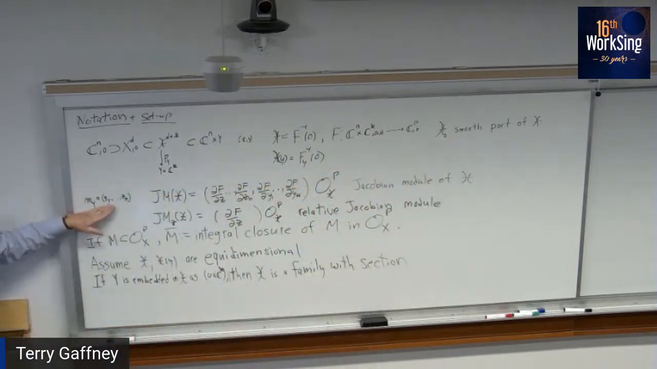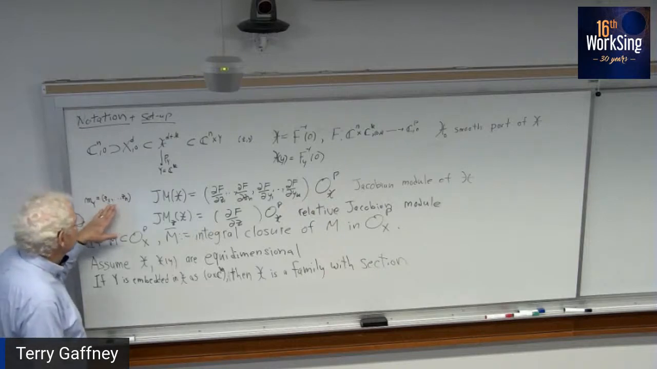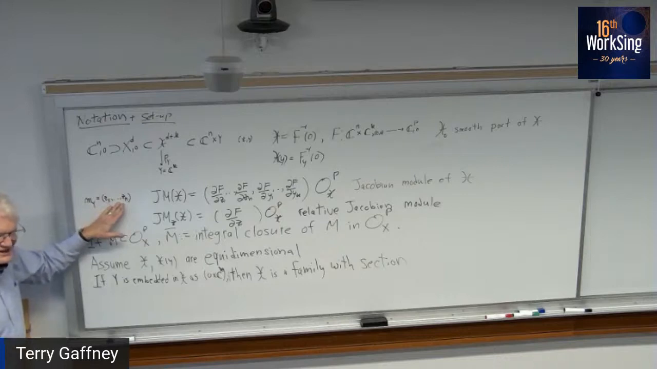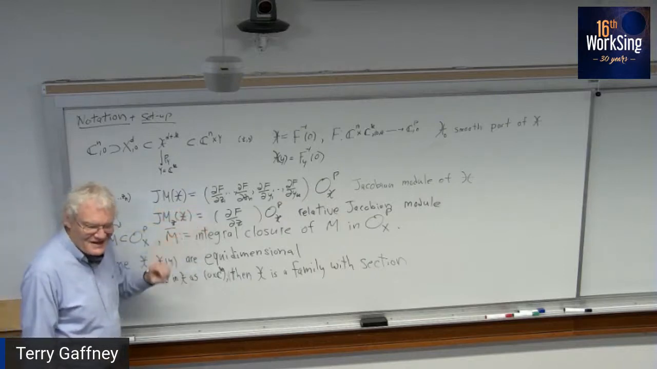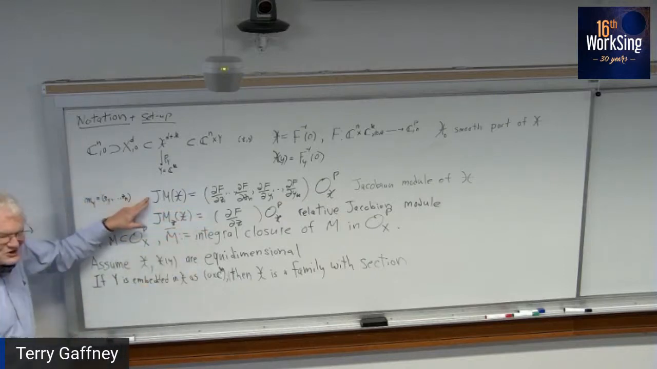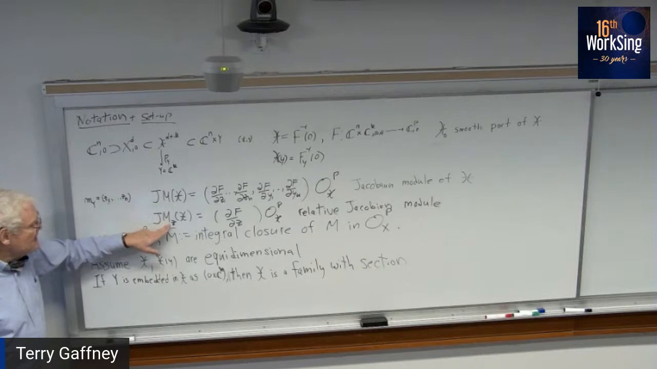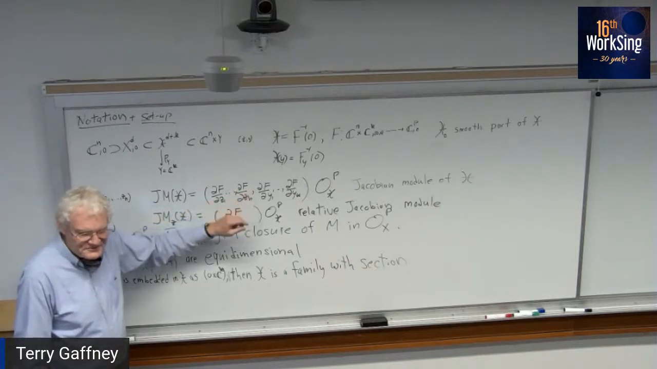And the ideal that defines Y, which we'll be using in some cases, is, of course, just given by the coordinates in the ambient space, Zi. Now, one of the main actors in our theory is the Jacobian module of the family, or the Jacobian module of X, if X is just a single space, and the relative Jacobian module. These are defined by the appropriate partial derivatives.